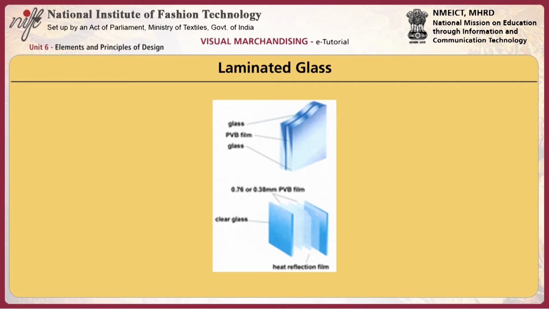Laminated glass. This glass is made by sandwiching an inner layer of tough elastic film between two sheets of glass and bonding them together using heat and pressure. These glasses are commonly used as windscreens in automobiles, railway coaches, in multi-story buildings where safety is a prerequisite, aquariums, bulletproof glass, etc.